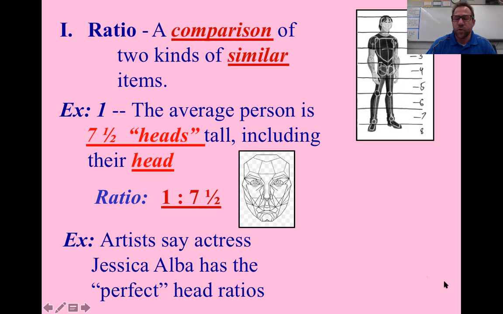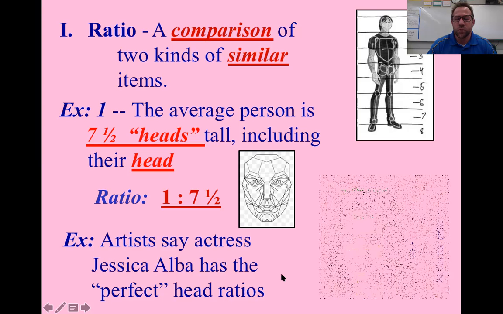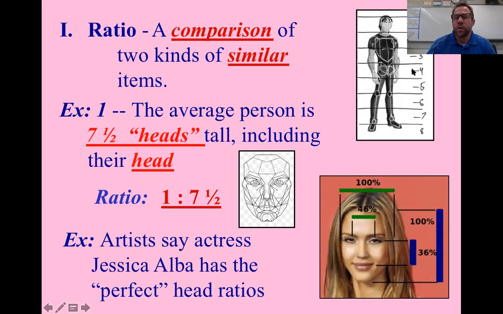I don't know if you guys have ever heard of the actress Jessica Alba. She's a little bit older now, but artists used to say that she had the perfect head ratios. So, for example, here's her face, and they said that her face had the perfect ratios. So the distance of her eyes was the perfect distance. The shape of her face was the perfect distance. Her eyes to her lips, the top of her head to her chin. They said that everything was the perfect distance.